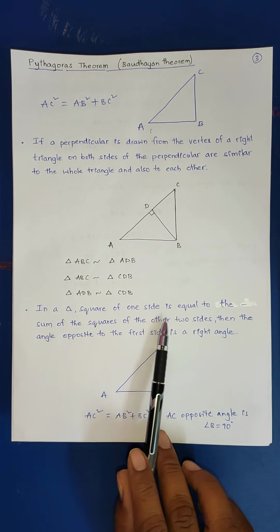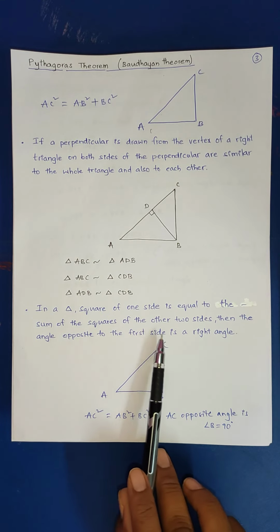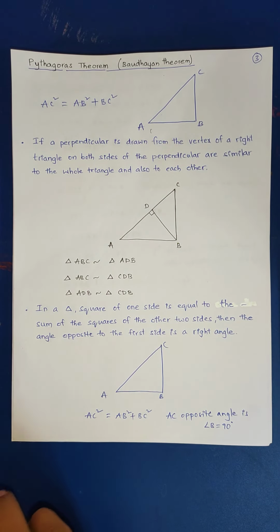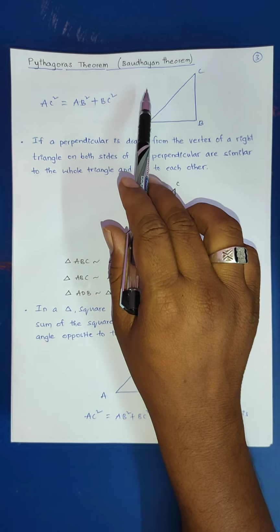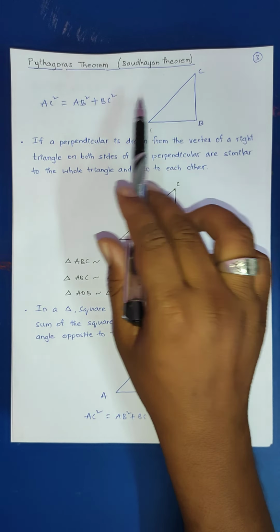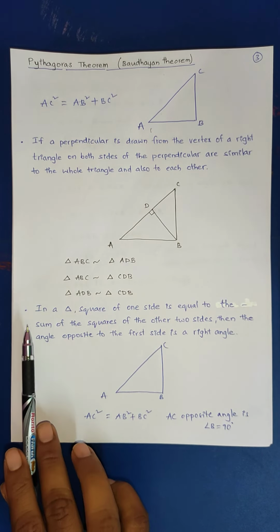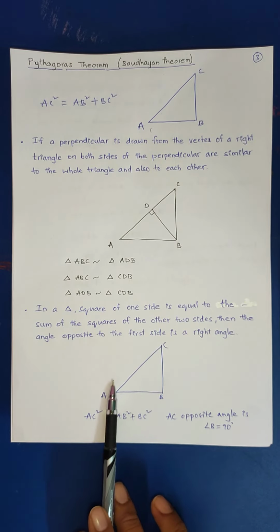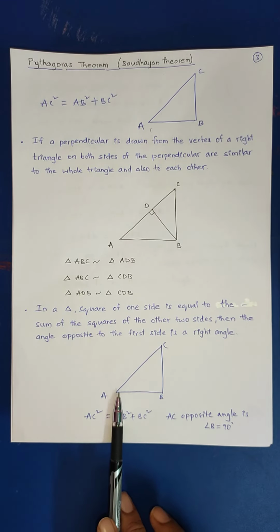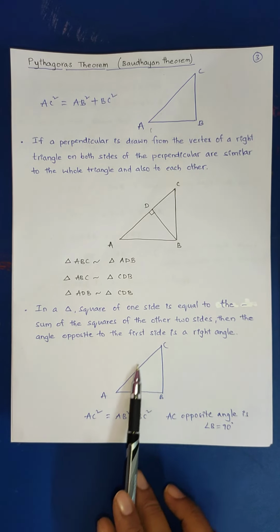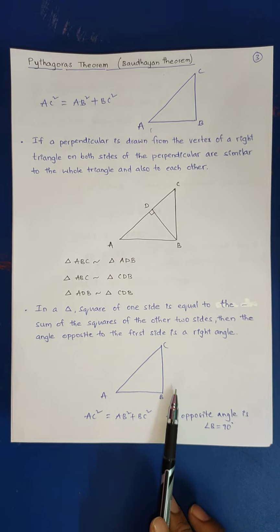Now, in a triangle, if the square of one side is equal to the sum of the squares of the other two sides, this is the converse of the Pythagoras theorem. In the Pythagoras theorem we learn that AC square, hypotenuse square, is equal to base square plus perpendicular square. But here, in a triangle, if the square of one side is equal to the sum of the squares of the remaining two sides, then the angle opposite the first side is 90 degrees.